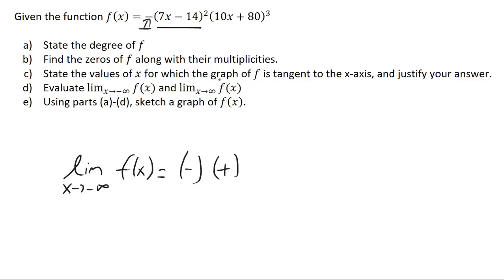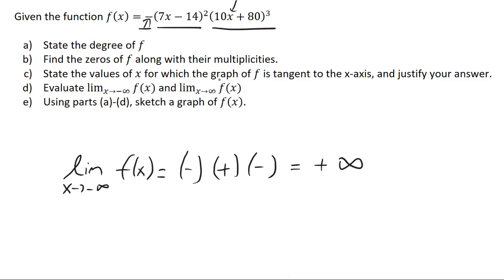And then when we plug in negative infinity over here, what do we get? Do we get a positive guy or negative guy? Well, it would be some huge negative number. If I plug in negative infinity here, huge negative number plus 80, that's insignificant. So it'll be negative number cubed, which is negative. So this would approach positive infinity.